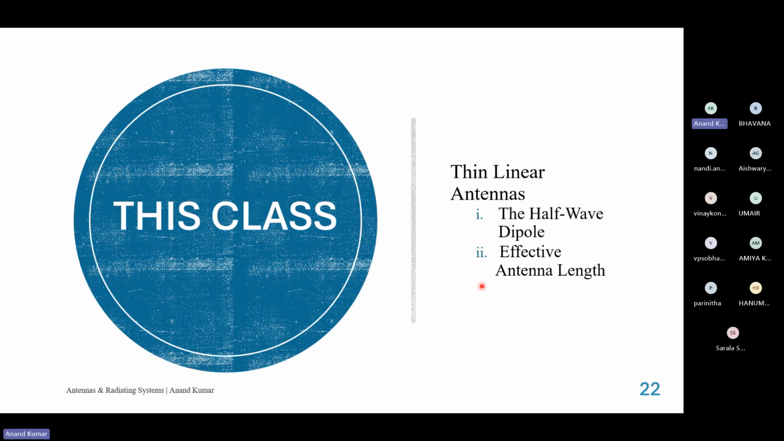We'll start at this point now. So we're starting with thin linear antennas and the half-wave dipole and the effective length now. I'll just confirm once again that I'm still audible, right? And the screen is visible to everybody.